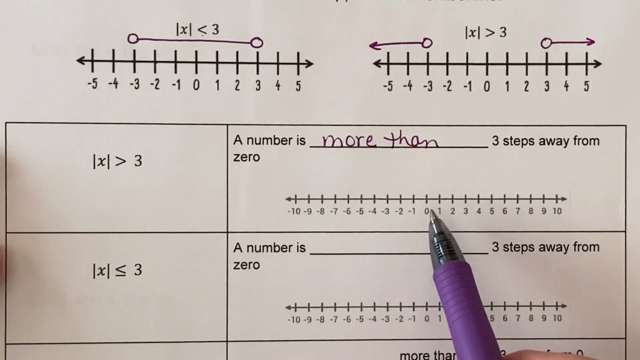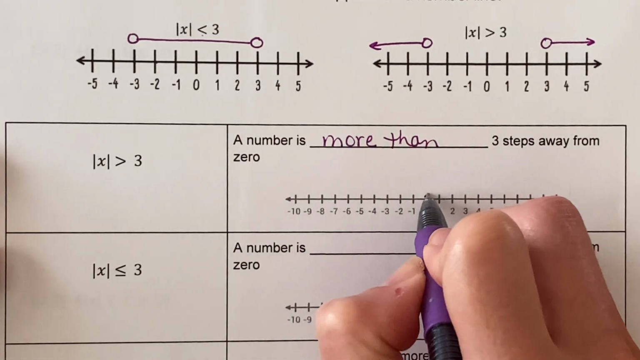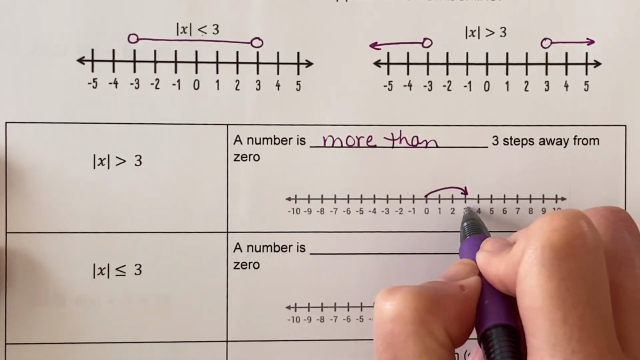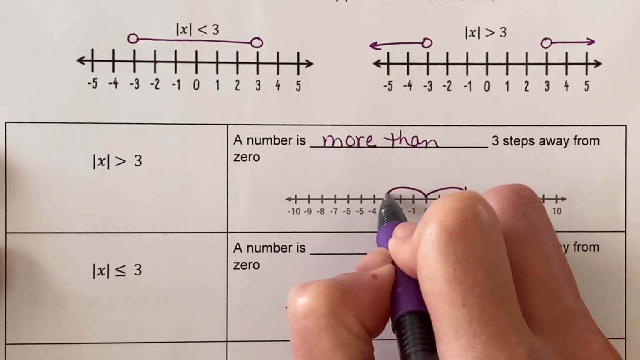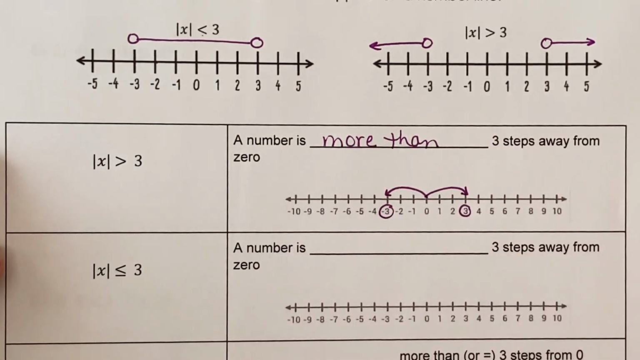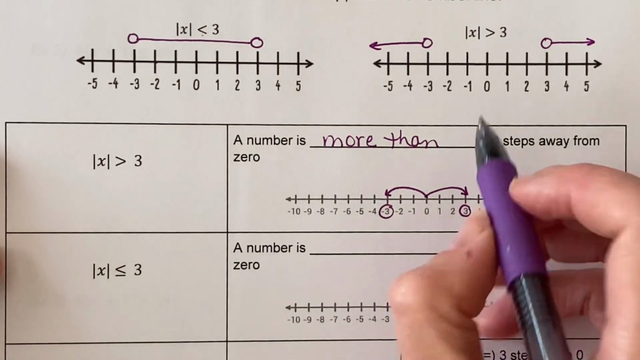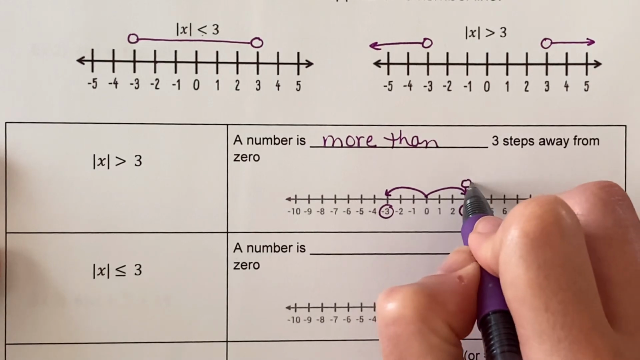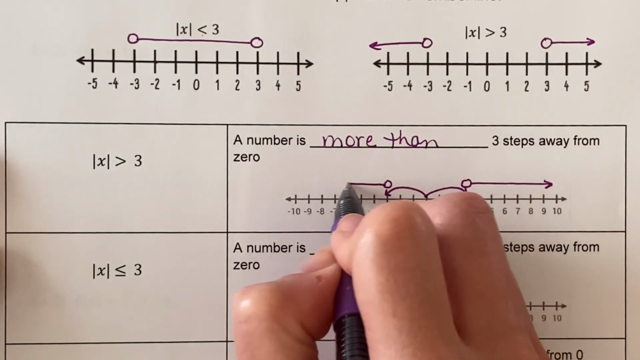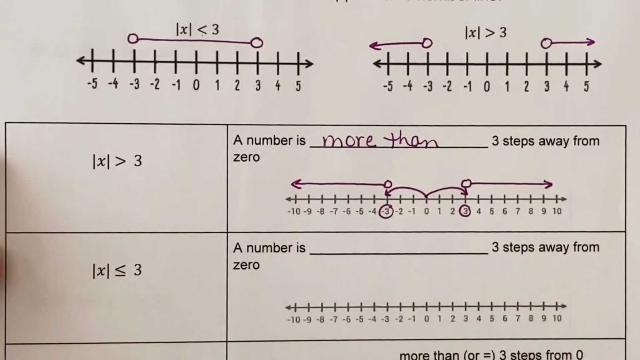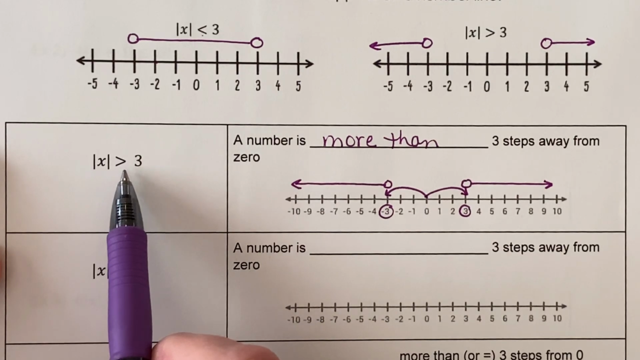Okay, what does that look like as a picture? Well, if I start here at 0, 3 steps in the positive direction would put me here at 3. And 3 steps in the negative direction would put me here at -3. And I know that a number has to be more than this many steps away from 0. That means I have 3 in this direction, and that means I have all of these numbers in this direction. So this graph is symbolizing this statement.